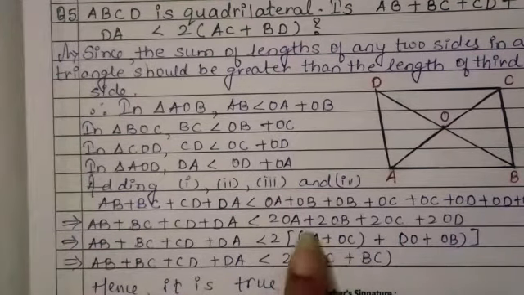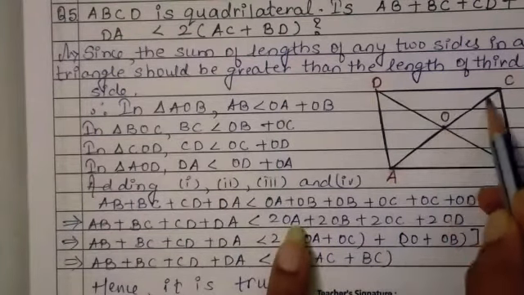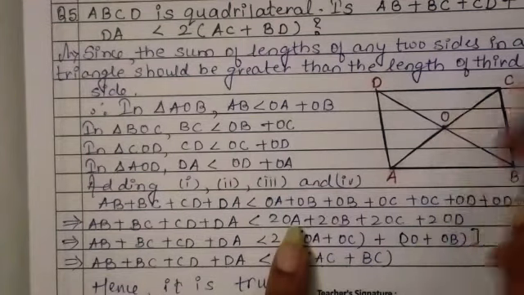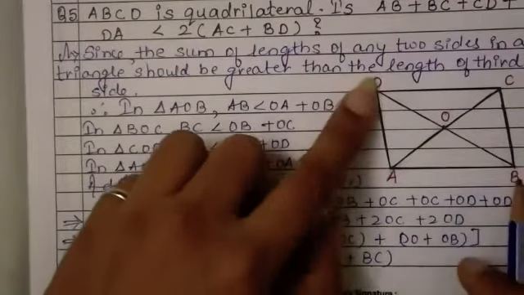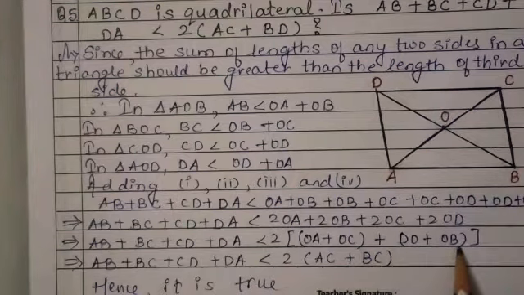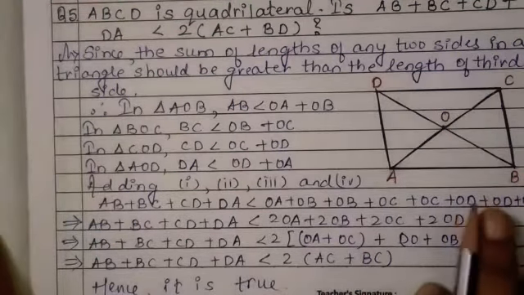Now see one thing, OA and OC together will give me AC. AO and OC together gives AC. Similarly OD plus OB together gives me DB. So we have to collect terms like that. This will become twice of (OA plus OC plus DO plus OB), where 2 is common, that's why I have taken it out. OA plus OC will give me AC and OD plus OB will give me BD. So the statement given in the question is true.